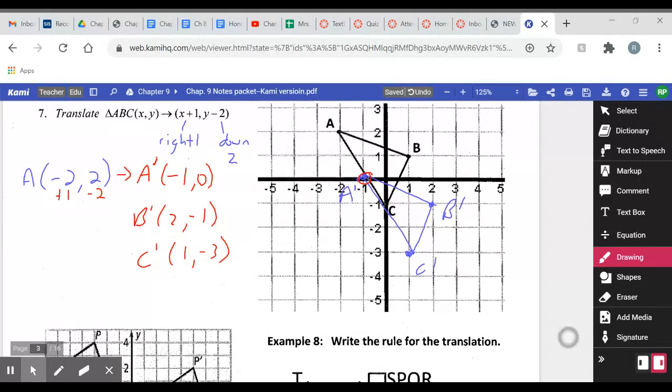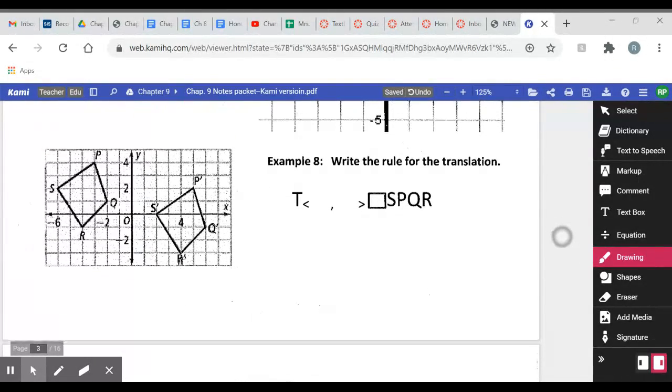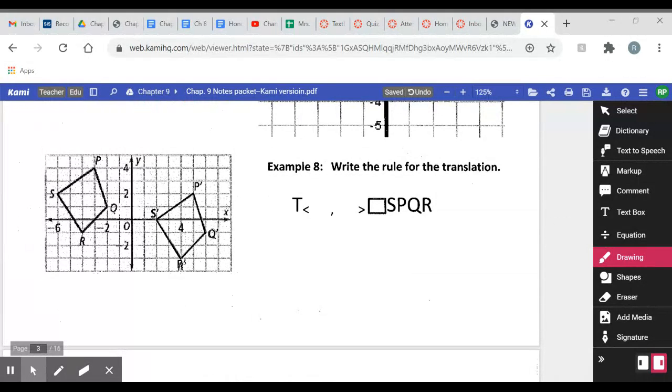All right, and last little bit down here, if you look at example 8, it says write the rule for the translation. So again, be really careful on these, that you're paying attention to what's the image and what's the pre-image. So again, the pre-image is the thing that comes first. So pick a point. I can say, okay, well, this is the pre-image. It is the original one. And find the ordered pair. This is at, if you don't want to have to count the spaces, you can go -3, 4. That's helpful to you.